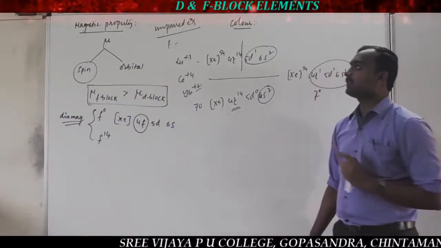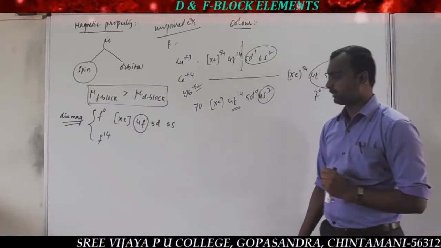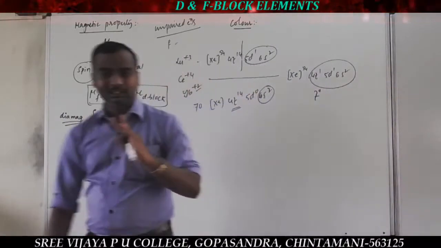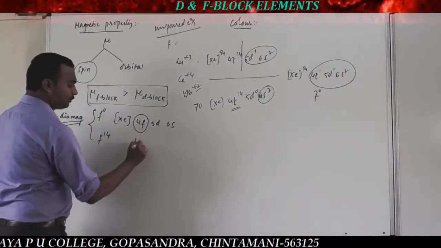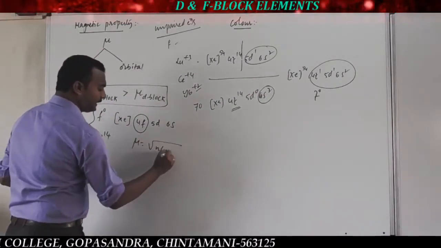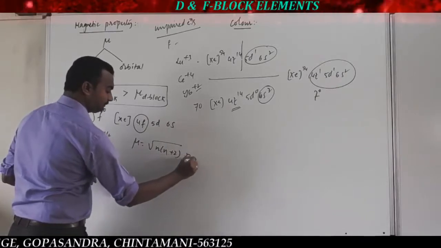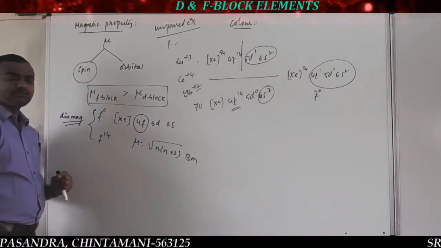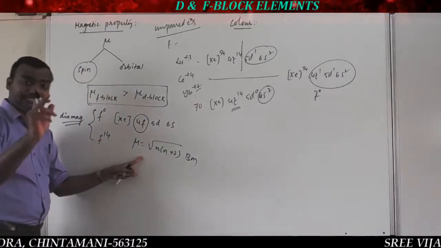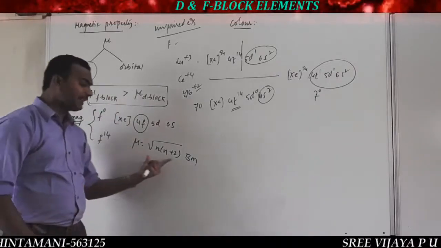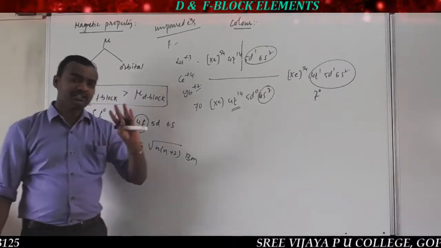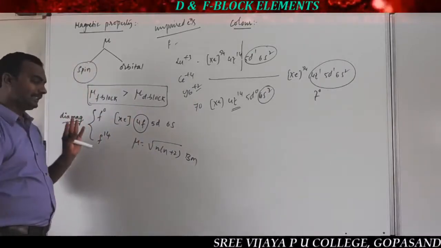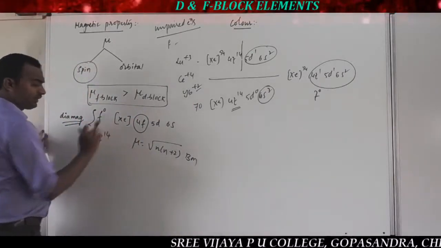That is the concept of the magnetic moment and magnetic property. And one more important thing, in d block elements the calculation uses the spin only formula, mu is equal to root of n into n plus 2 Bohr magneton. That is the formula that we use to calculate the magnetic moment in d block elements. But in f block elements there is no simple formula to calculate the magnetic moment.